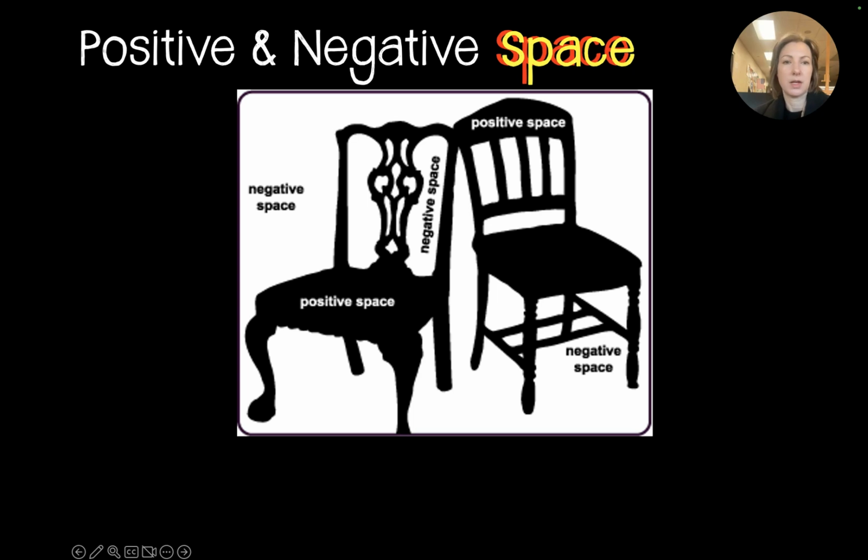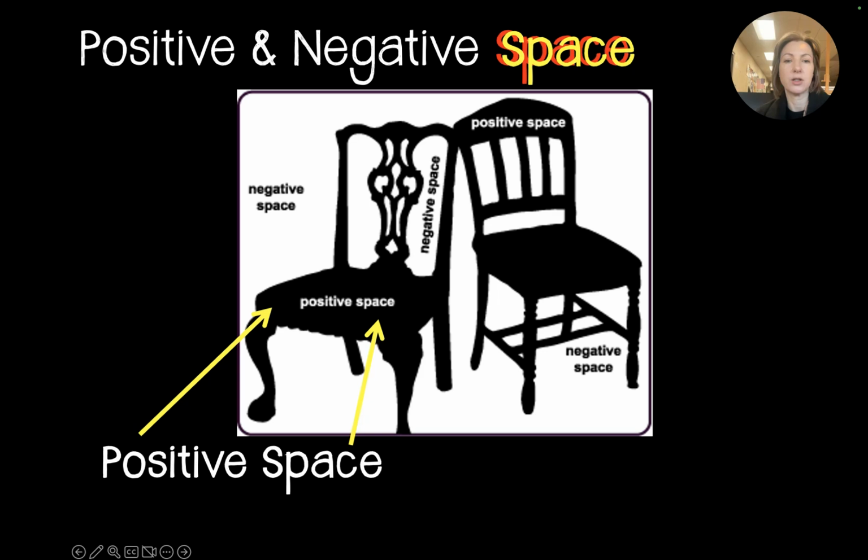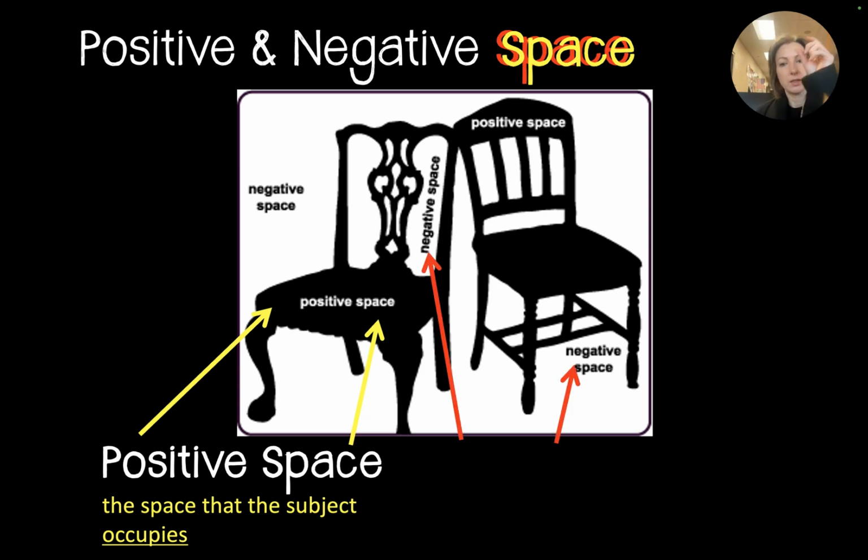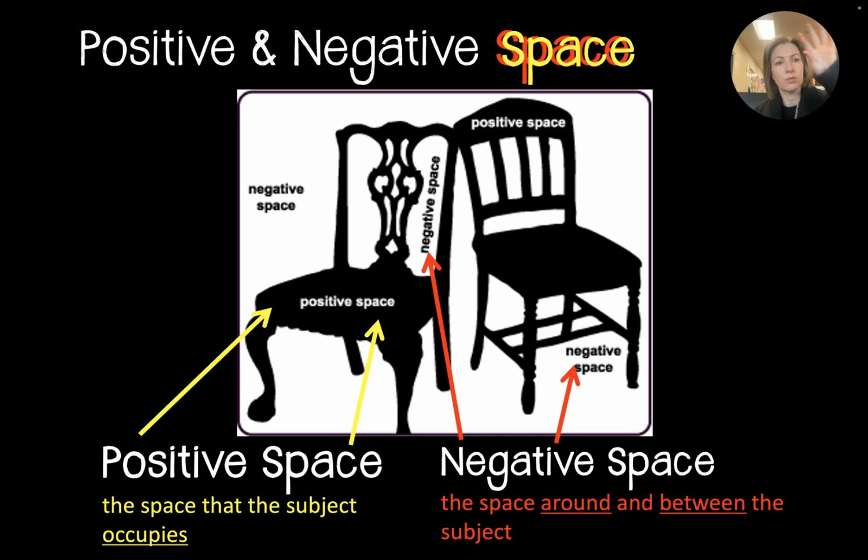So positive and negative space. Positive space is the actual space the subject occupies. In this instance, it is the chair, the actual chair. The spaces around and in between the chairs are what we consider negative space. So the space between that beautiful line, those really nice organic type of shapes in that chair. Anything around and between.